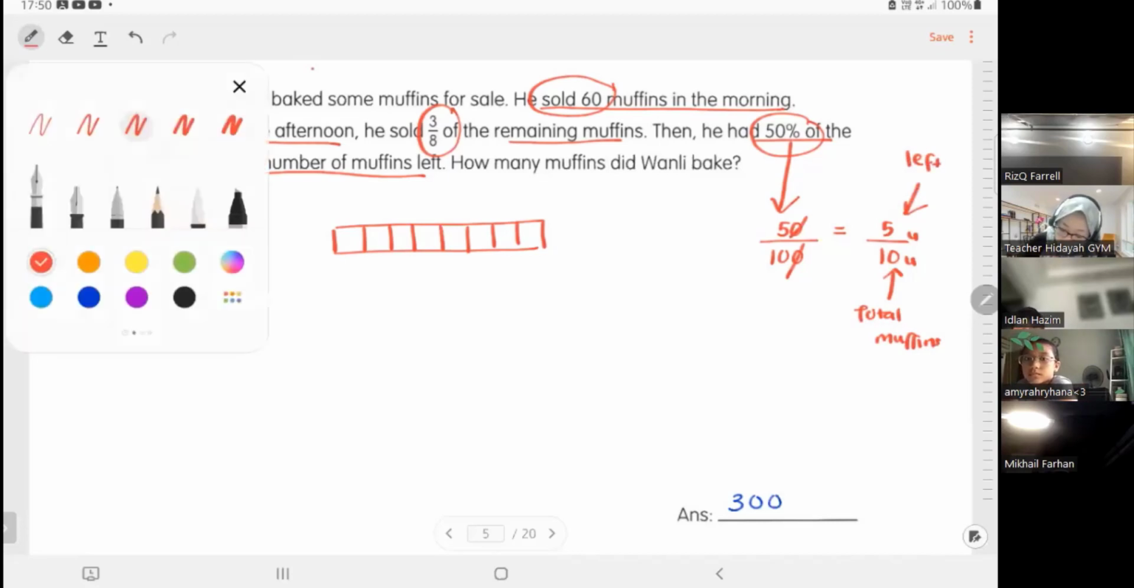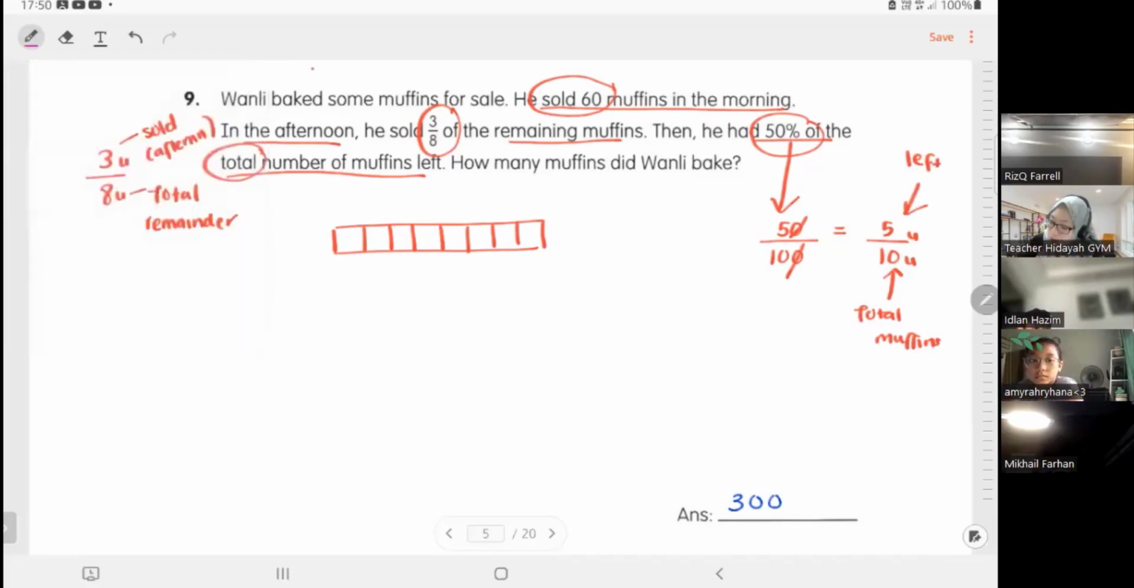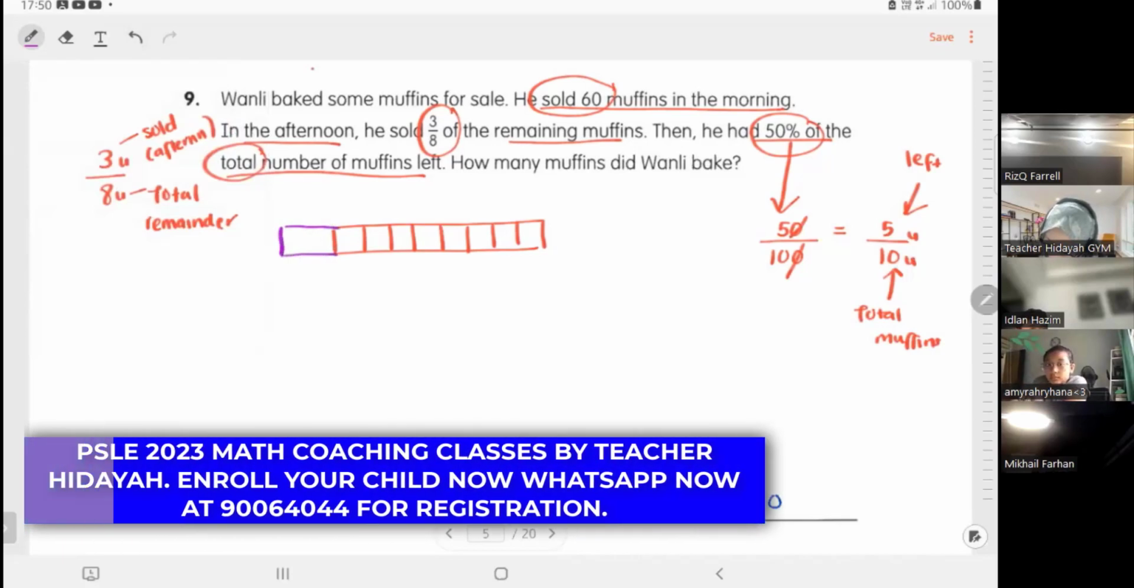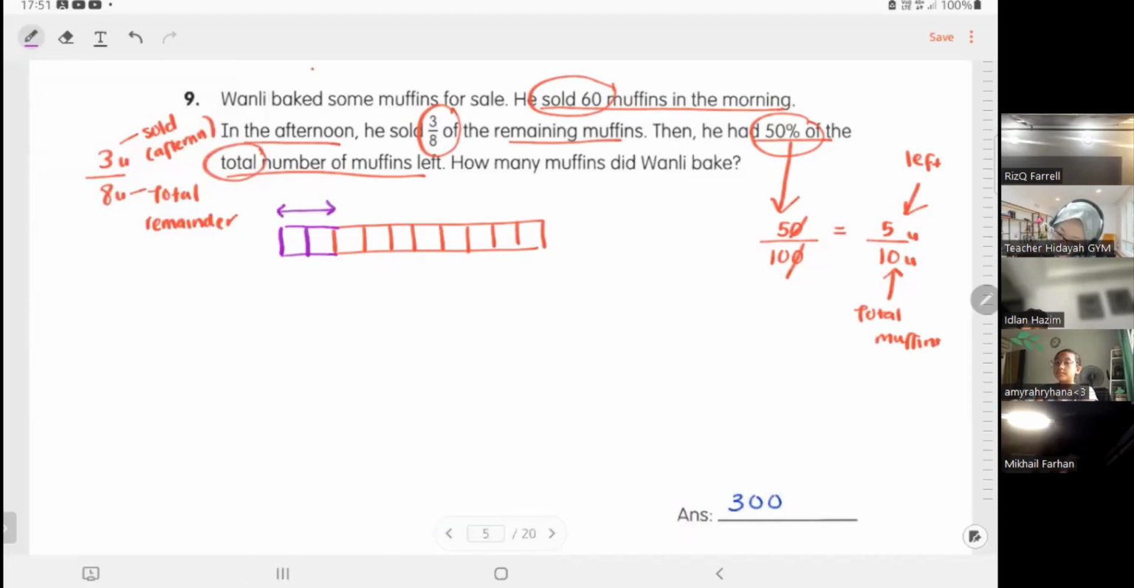All right, let's look at the model here. I do not have 10 units yet, right? But I can add on. So this is my adding on. I'm adding on 2 more to make it 10. There. All right, so I have 10, which means this is what he sold in the morning. Okay, then he had 5 units left. So 1, 2, 3, 4, 5. This one is left. All right. This is what he sold in the afternoon.